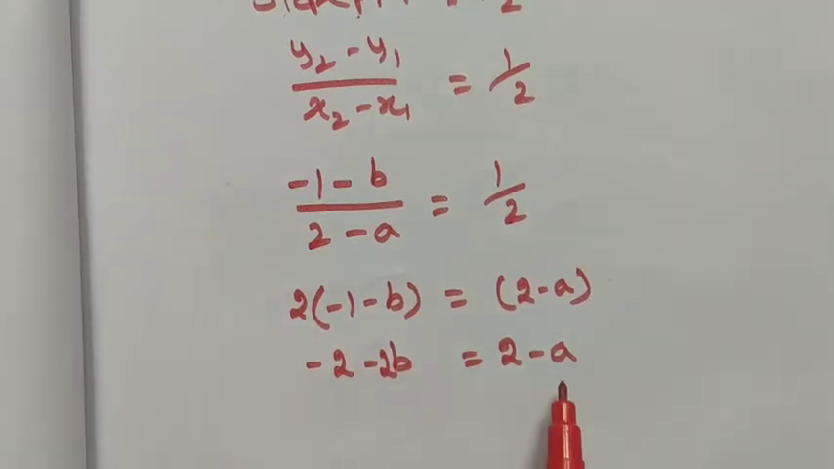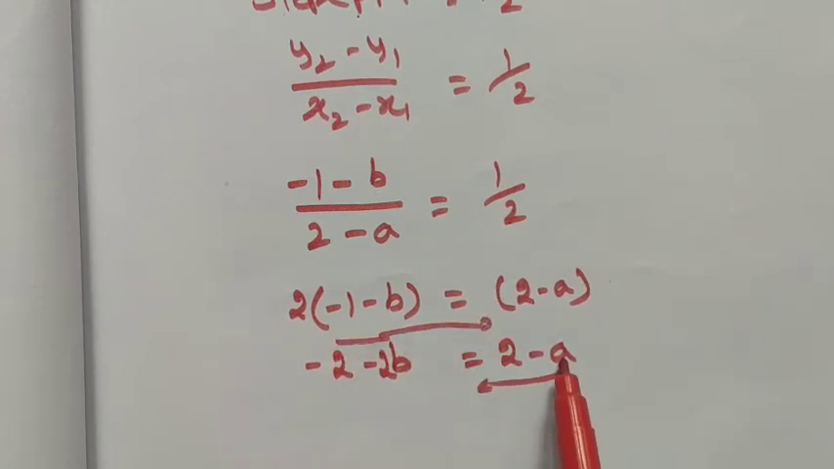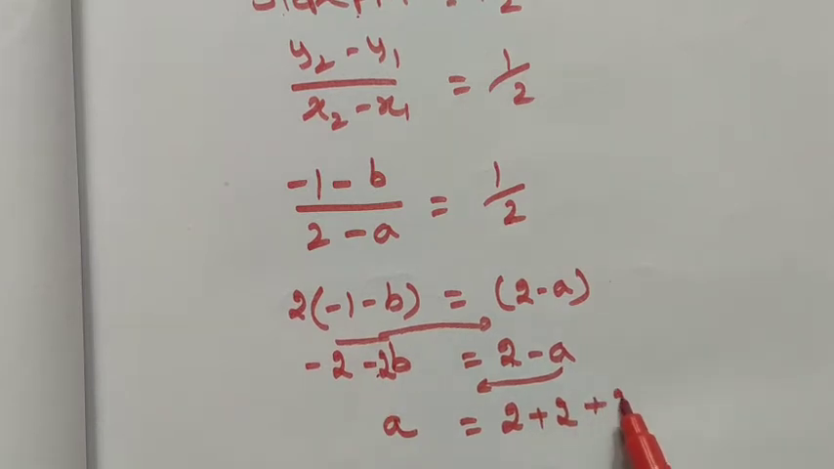I take this A to this side and the whole term to the other side. If I take A to this side, we get plus A is equal to, already we have 2 here. I take this 2, so minus 2 will be changed to plus 2 and minus 2B will be changed into plus 2B, right? A is equal to 4 plus 2B, or 2B plus 4.